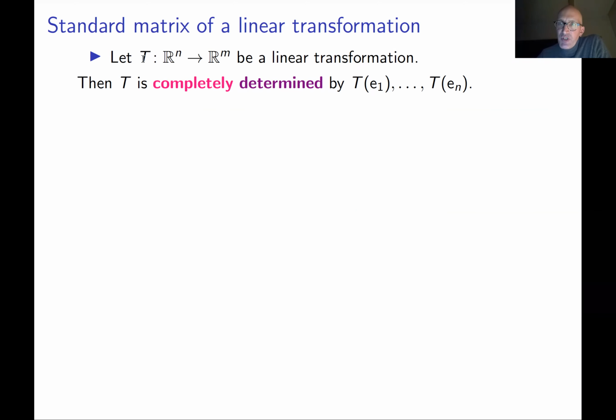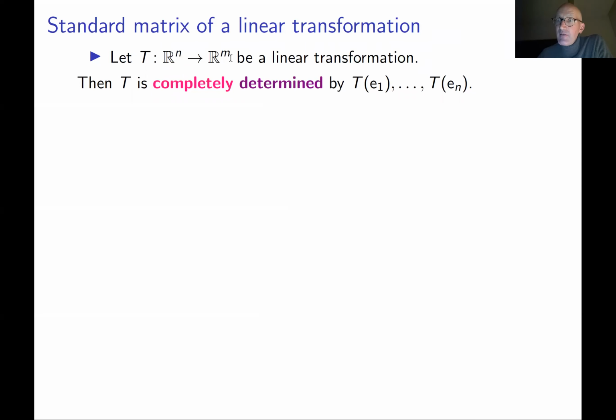Then we know from the previous part of this lecture that T is uniquely, completely determined by T of E1, T of E2, ..., T of En, where E1, E2, ..., En are standard basis vectors of our n-dimensional space. So, if we know these n vectors in Rm, then we can recover T. So, what we can do, we can put these n vectors as the columns of a matrix, and this matrix is going to be a matrix that we can use to recover T uniquely.